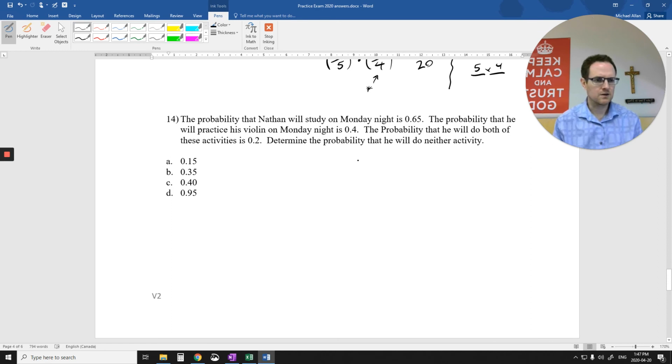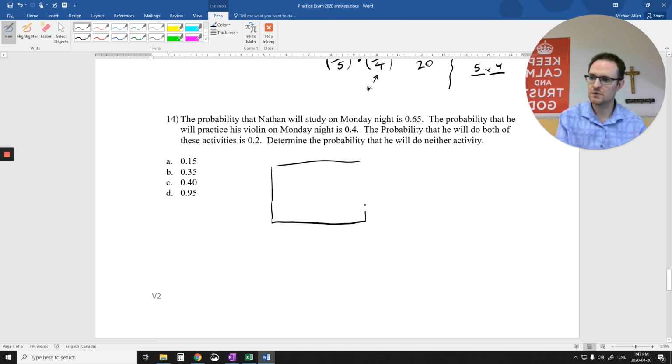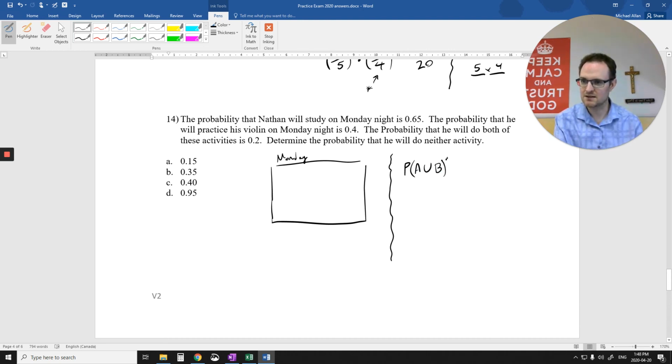Okay, so the probability that Nathan will do neither of these activities of studying or doing the violin. Let's just imagine this is Monday, this whole box. And there's 2 ways to do this one. You can do it by a Venn diagram, or you can do this by the formula. I'll do both, okay? So the probability that you won't do either one of these things, so I'll just put a little not symbol there. We'll do neither of these activities, and A and B, one being study and one being the violin.